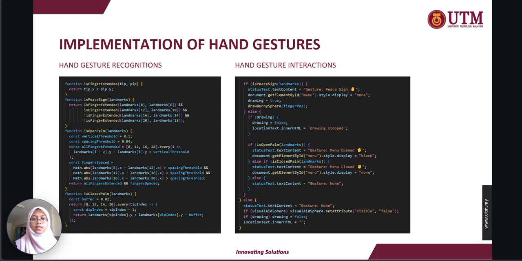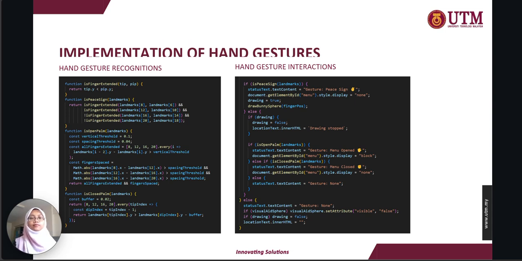What determines the peace sign, what determines the open palm, what determines the closed palm, and so on. Here we can see the calculation is between one landmark and another landmark. And then hand gesture interaction: if a gesture is detected, this kind of interaction happens. If peace sign, they will draw. If closed palm, it will close the menu. Open palm will open the menu, and so on.